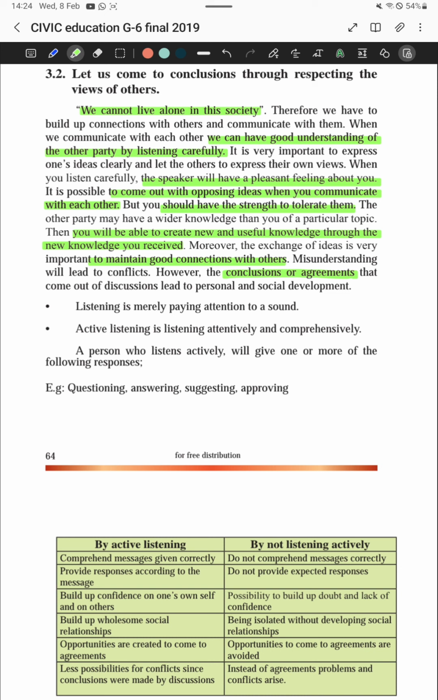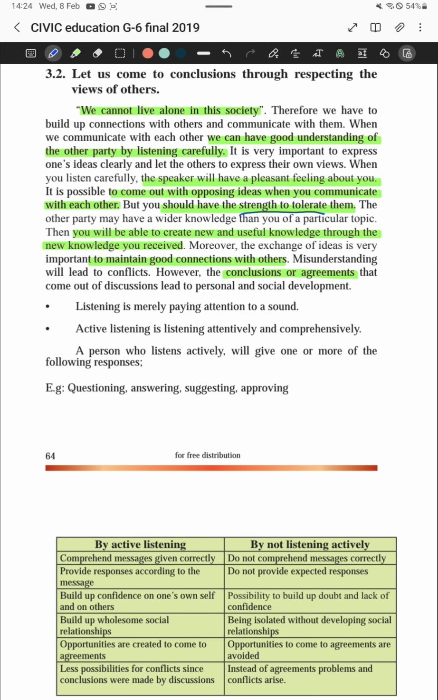When you are listening to the person, you must know that if he is talking too much, you must have the strength to tolerate him, right? If the person is talking too much, you must have the strength to tolerate the person too. But to come out with opposing ideas when you communicate with each other, you have to listen carefully to the other party, and you will be able to create new and useful knowledge, right?